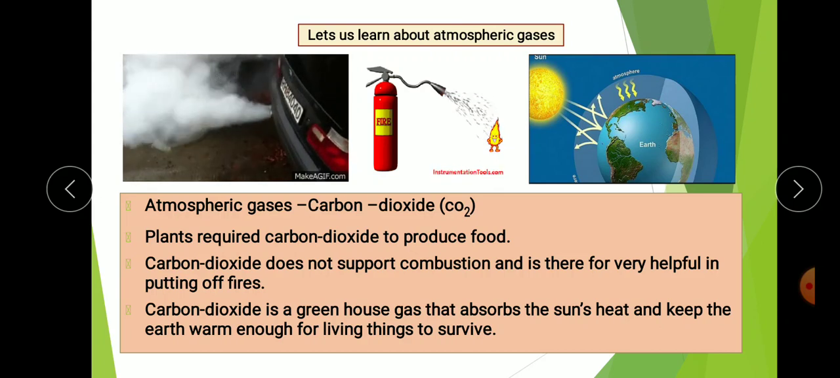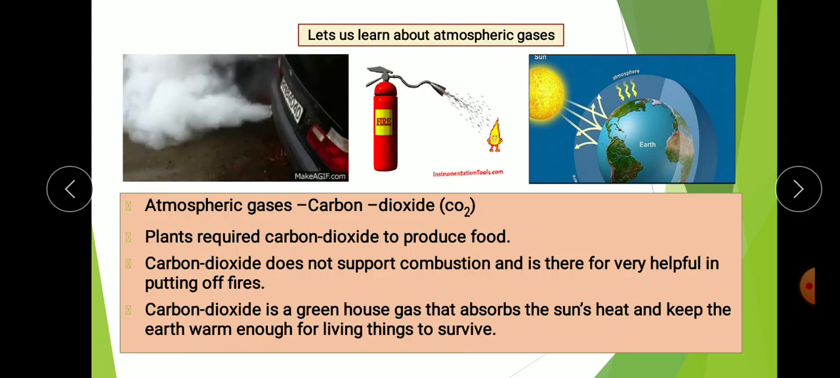Plants require carbon dioxide to produce food. Carbon dioxide does not support combustion and it is therefore very helpful in putting off fires. You can see in the second image, students, that is the carbon dioxide cylinder. They put off the fire.